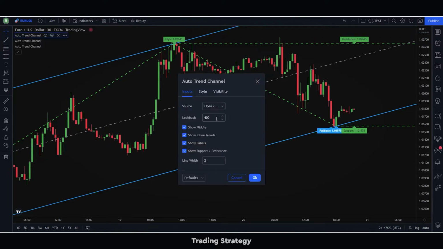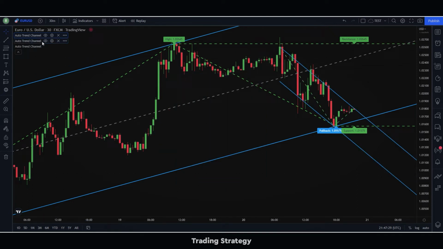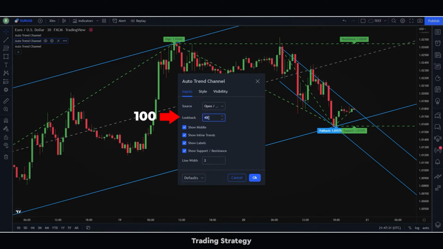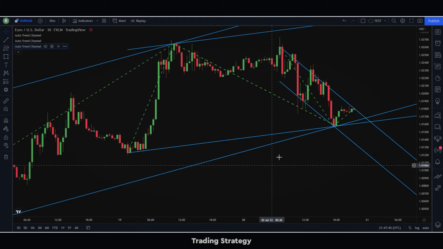The first of the channels, we will set it to 50, and we will leave only the second option checked. The second channel, we will set it to 100, and we will leave only the second option checked. Finally, the third channel, we will set it to 400, and we will also leave only the second option checked.